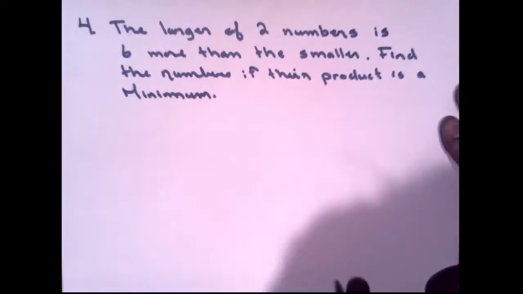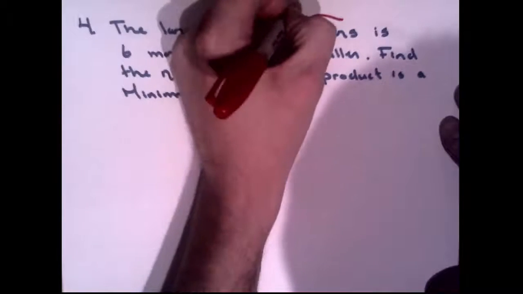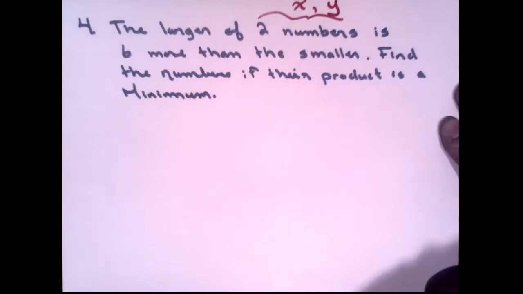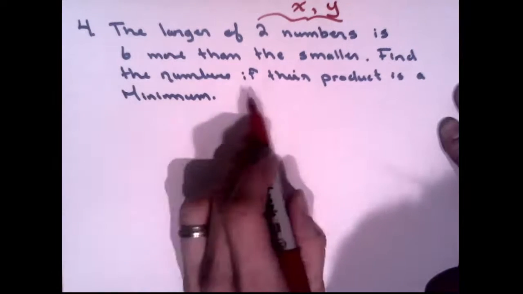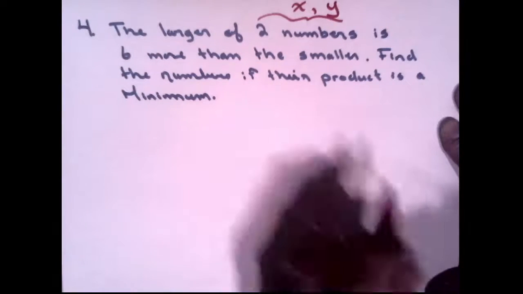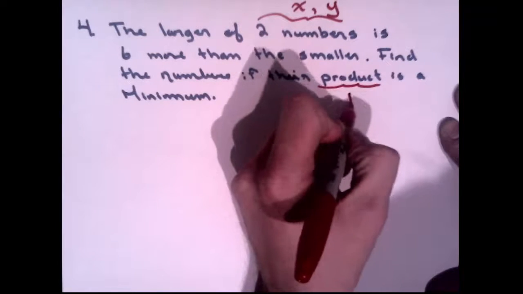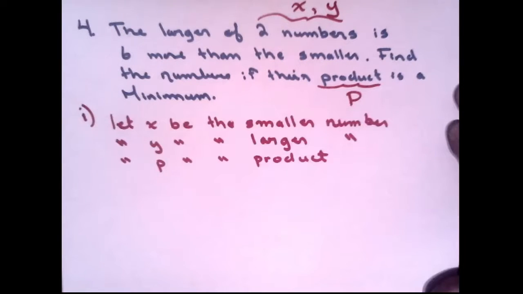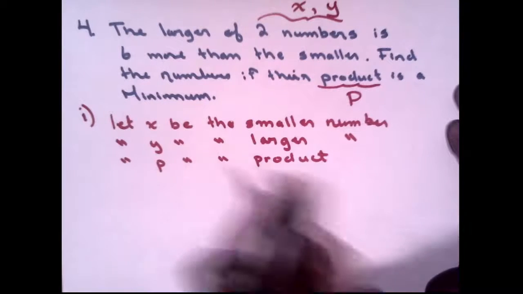Alright, so if you've got two numbers, well, you're going to need some let statements with two numbers that are unknown as x and y. Okay, and then to find the numbers if their product is a minimum, you're going to need to find their product, and let's call that p. So you do need let statements, so I'm just going to write them out. Alright, so here's my let statements. Let x be the smaller number, y is our large number, and p is going to be our product.